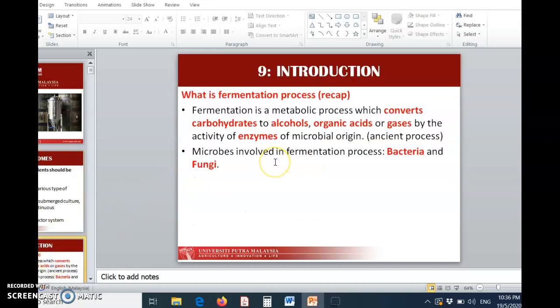For the introduction, it is just a recap from our last lecture. Fermentation is a metabolic process which converts carbohydrates to products by the activity of enzymes of microbial origin. I think the keyword here is microbial or microorganism. Of course, everything that is being converted from the substrate needs to use the enzyme. And the microbes that we usually use in the fermentation process are bacteria and fungi. So far, we still don't have any capacity to use virus.